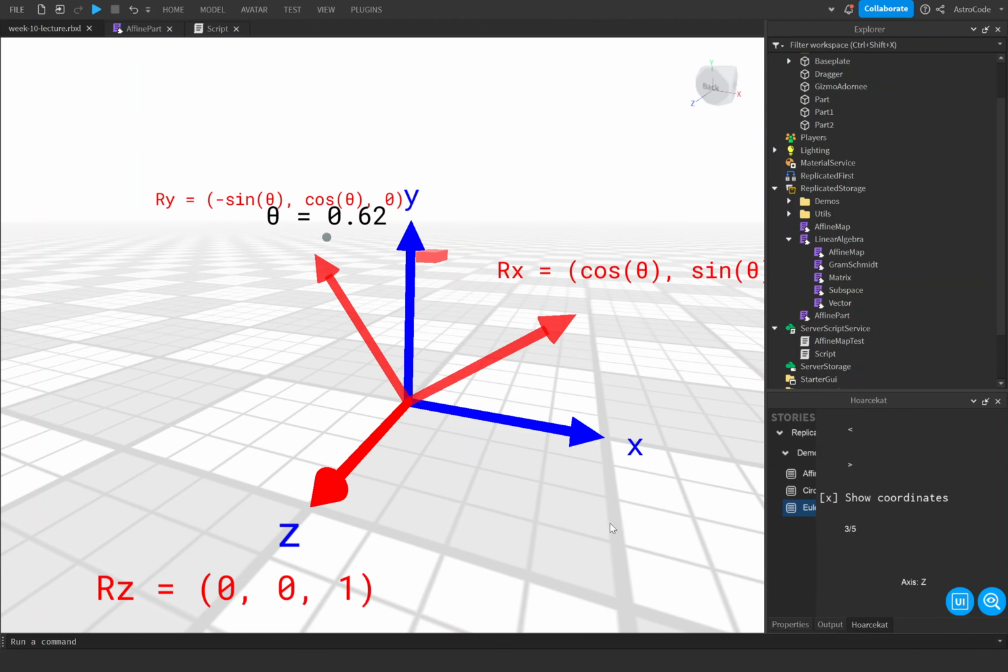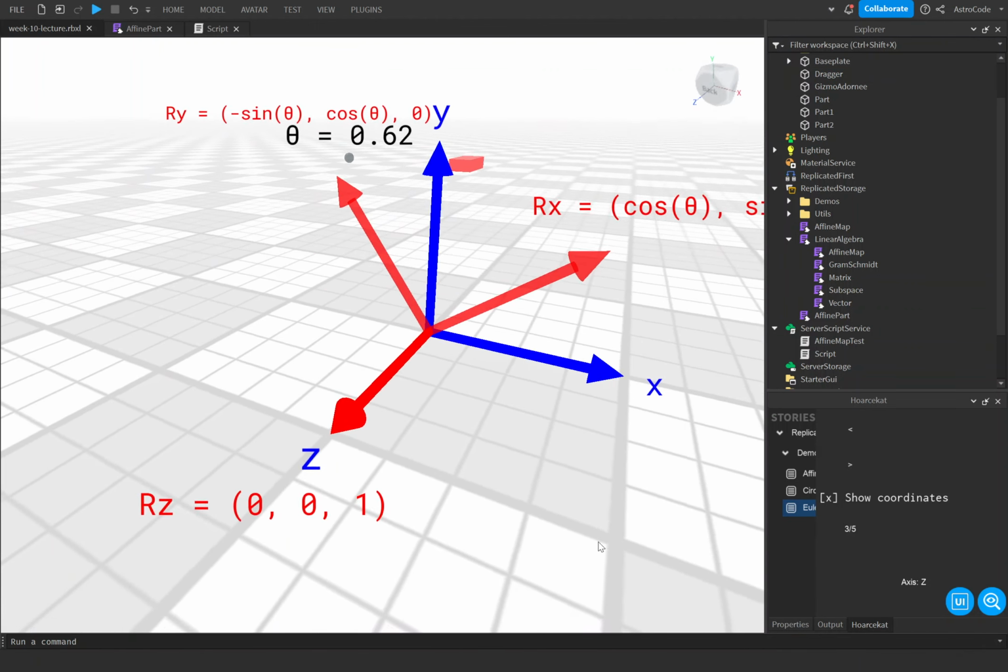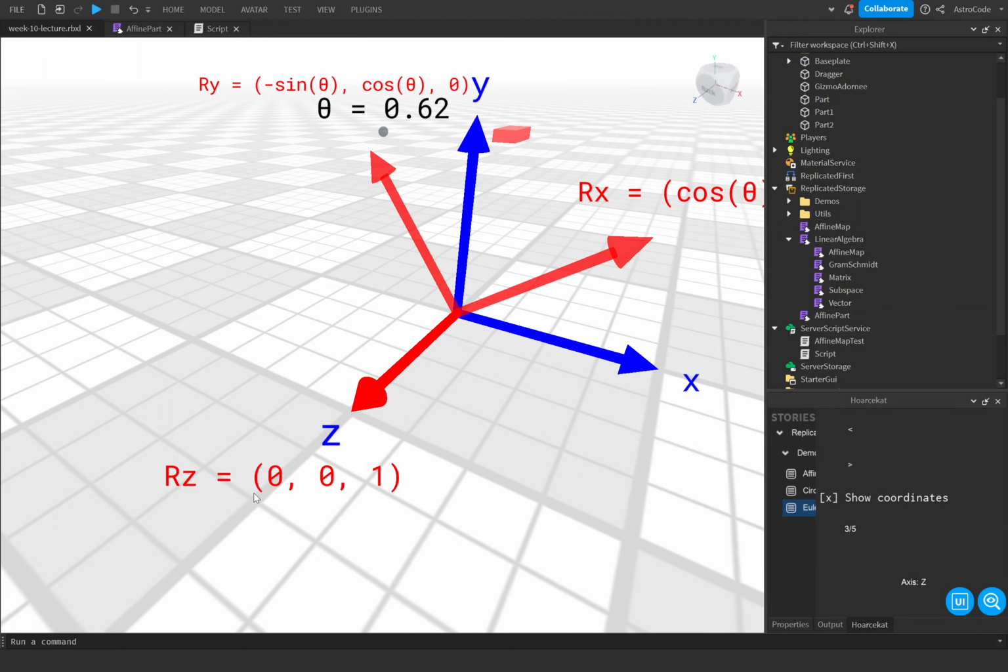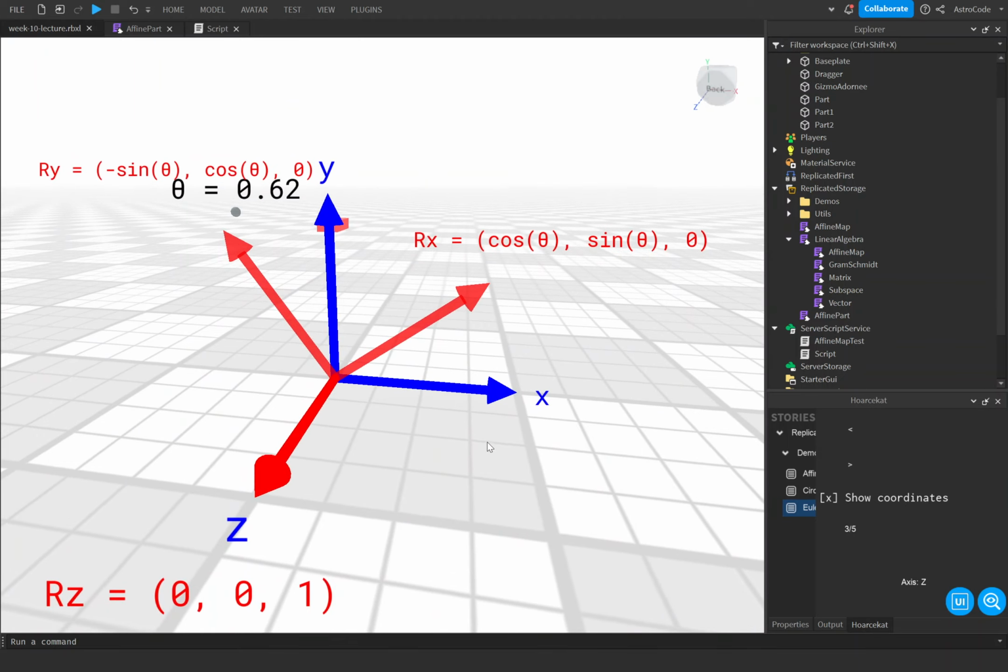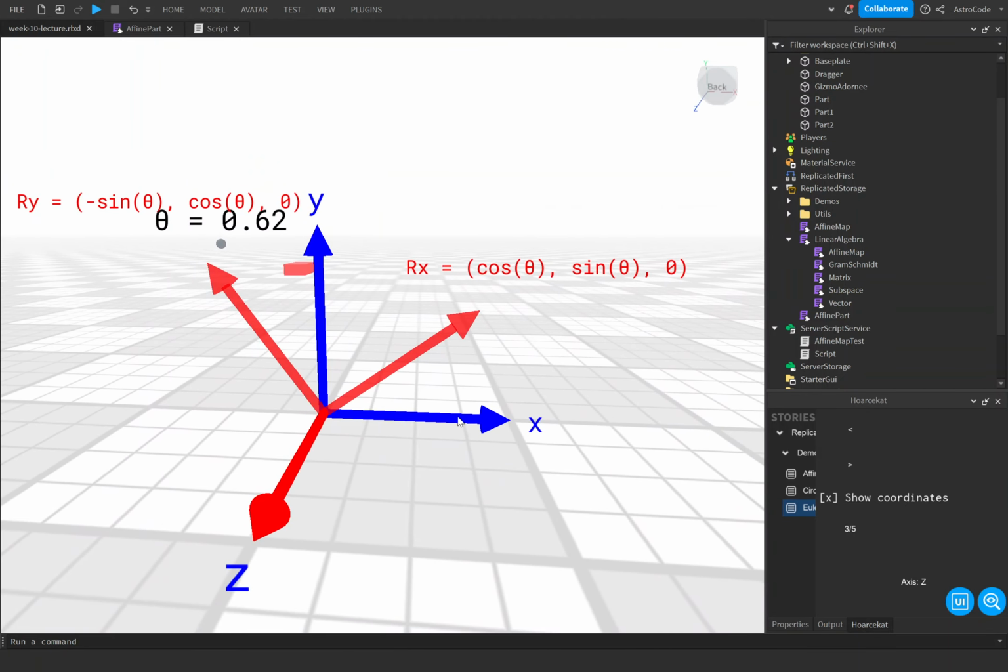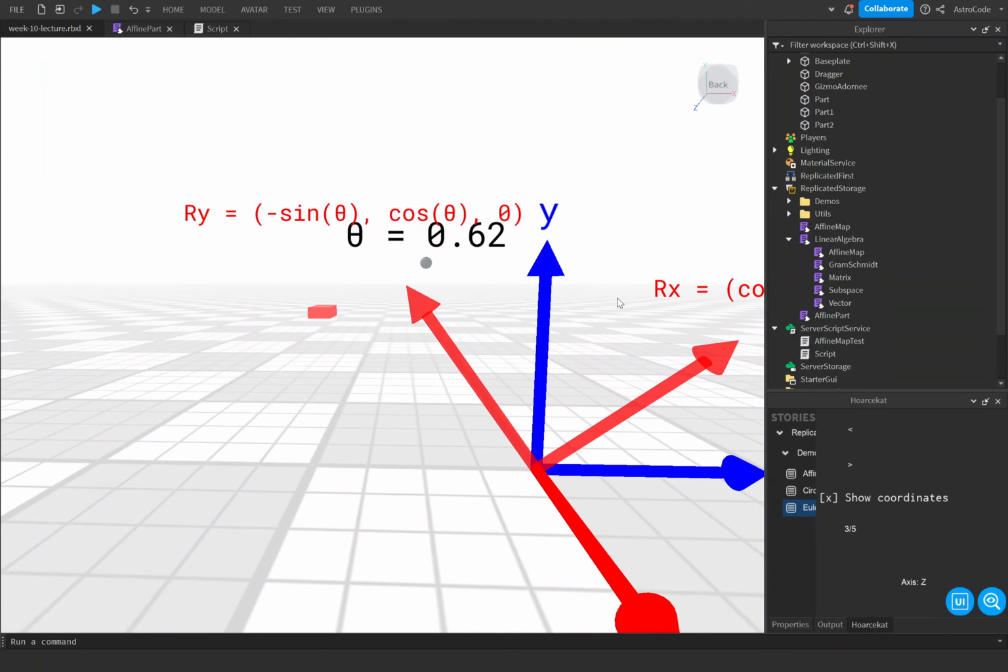And then we can also look at the coordinates of these points. So z ought to stay fixed, so it's always going to be 0, 0, 1. And then as we saw before, like in the 2D case, the x-axis is just going to be cosine theta, sine theta, and then we tack on a 0 because we're in 3D. And also the y-axis is going to go to negative sine theta, cosine theta, 0.